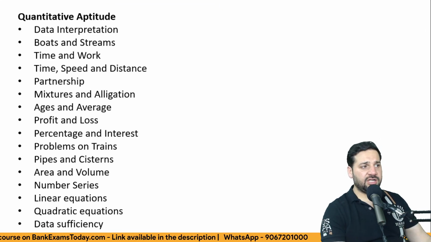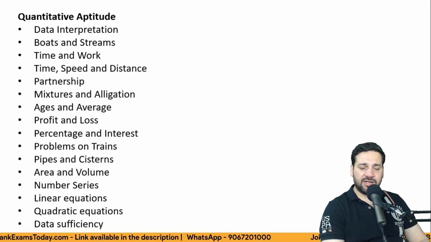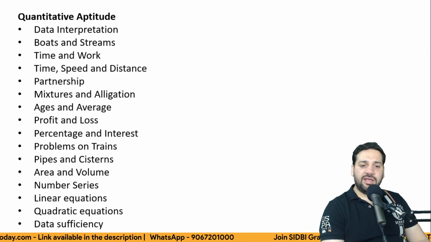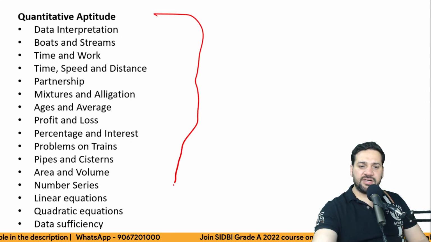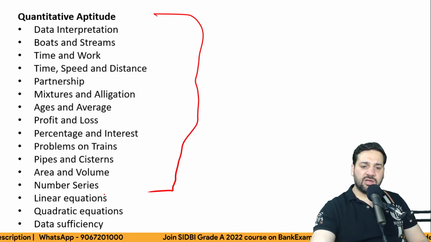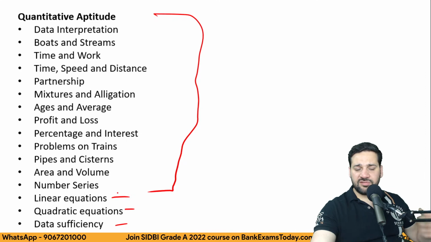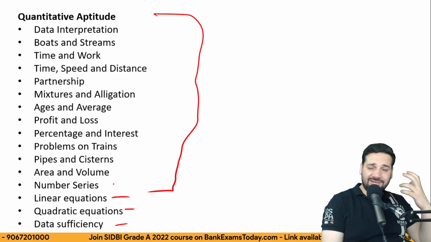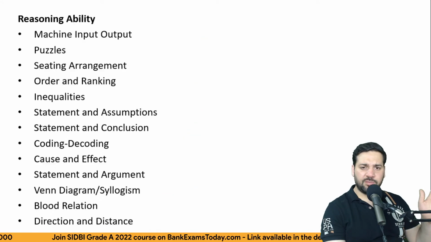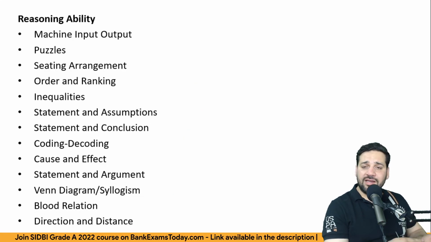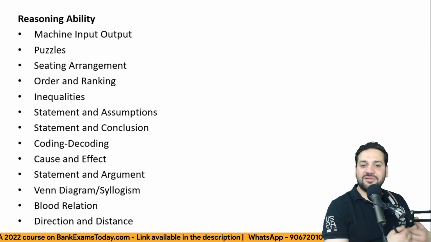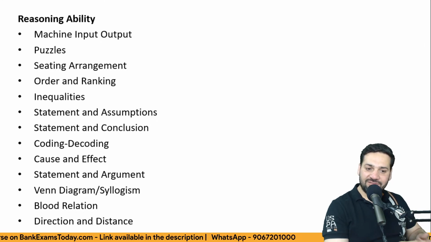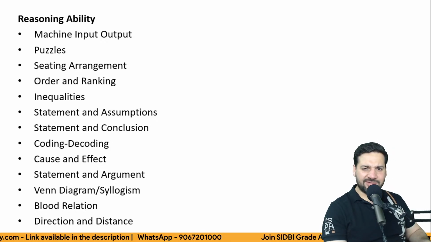And then quantitative aptitude: data interpretation, boats and streams, time and work, time, speed and distance, partnerships, ages and averages, profit and loss, percentages and interest, number series, linear equations, quadratic equations, data sufficiency, problems based on trains, the same syllabus. And then reasoning ability: puzzles, seating arrangement, inequalities, syllogisms, machine input output, statements and assumptions, statements and conclusions, coding-decoding, cause and effect, blood relation, direction sense test, the same chapters.